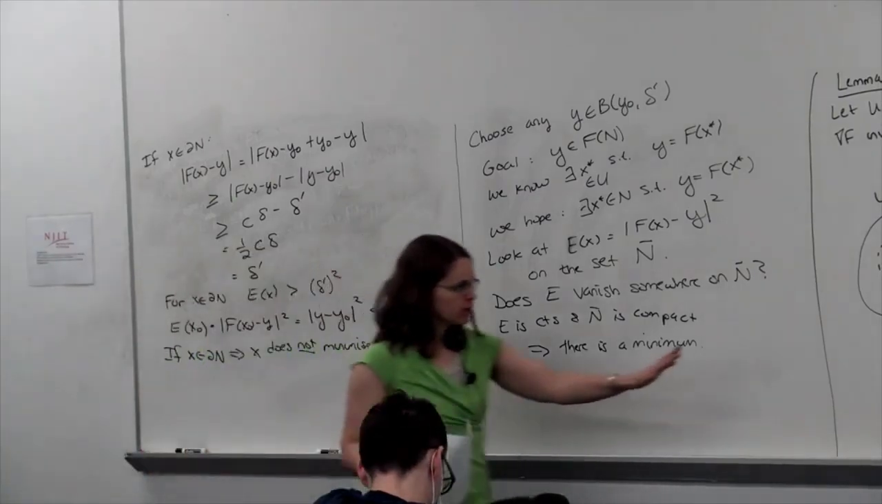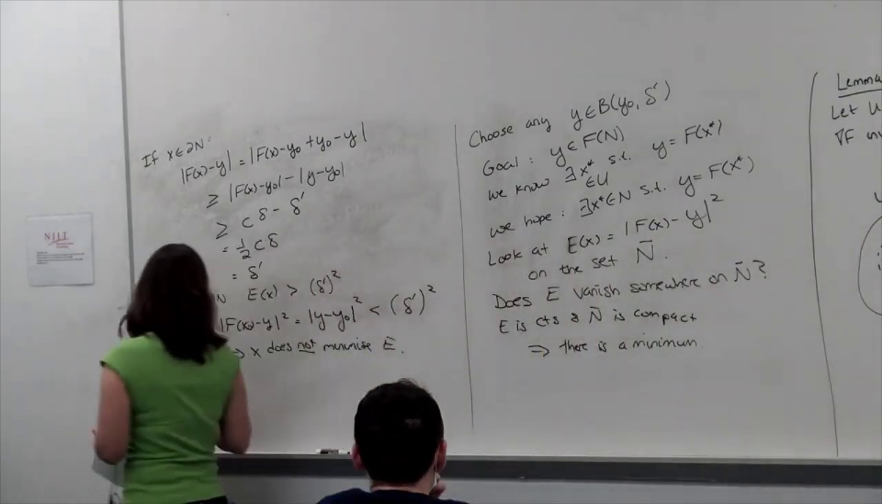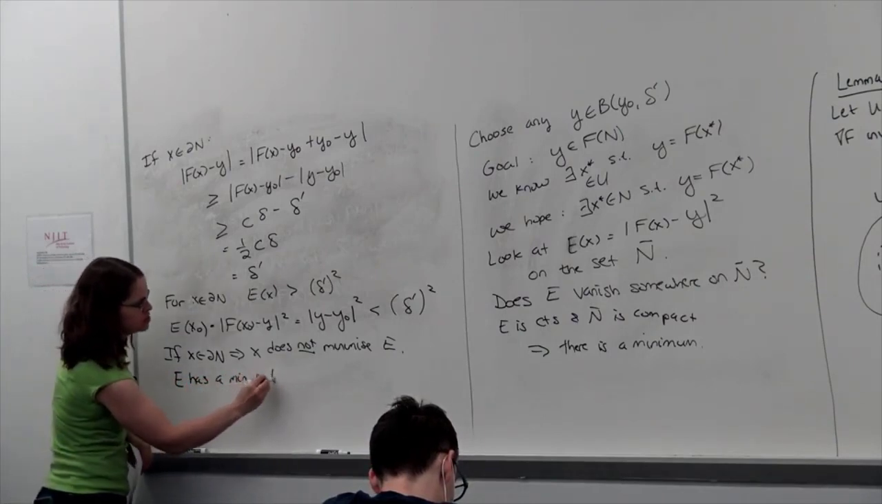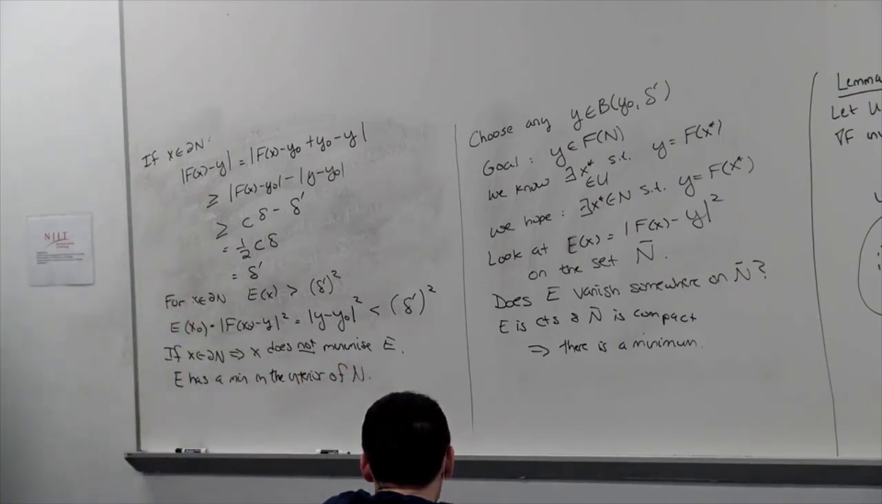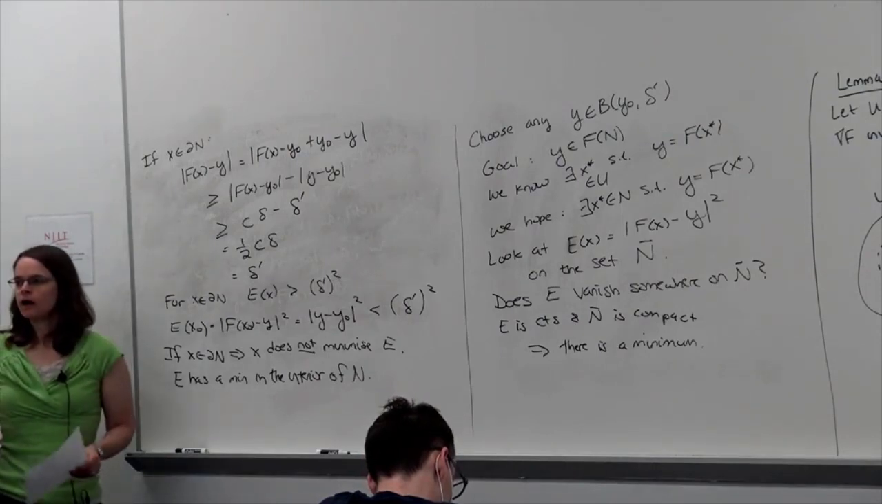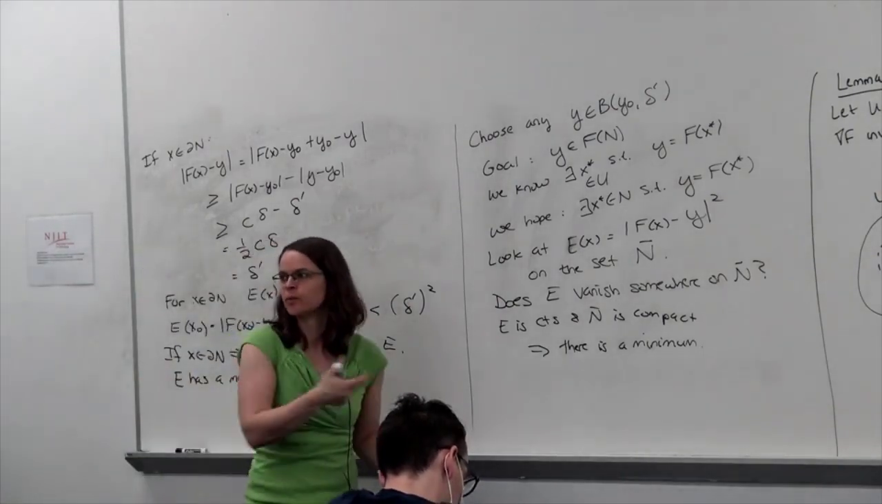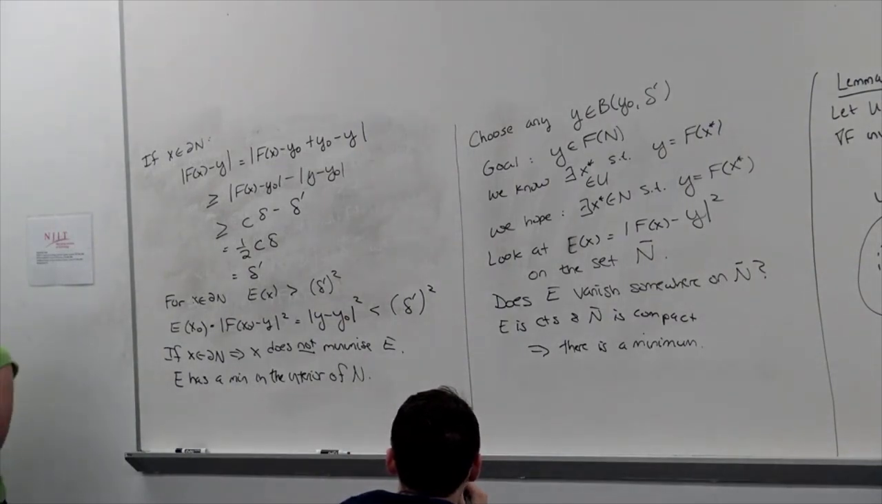Okay, but we know there's a minimum. Somewhere on the closure of this ball, there's a minimum. It doesn't happen on the boundary, so it must be an interior minimum. So E has a minimum in the interior of N. This is kind of good news. First of all, obviously we want to show it vanishes. The minimum had better be in the interior because we're trying to show that it vanishes inside the open set. But secondly, we have more tools up our sleeve for how to characterize an interior minimum.